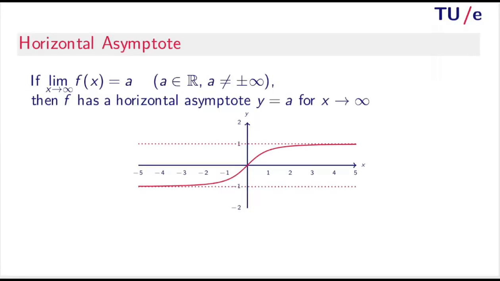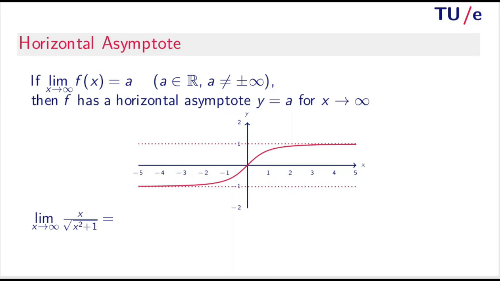Asymptotes. If a function f of x has a limit for x going to infinity of f of x being equal to a, then we say that f has a horizontal asymptote, namely the line given by the equation y is equal to a. This of course is for x going to infinity. Here you see an example of such a function that has a horizontal asymptote for y is equal to 1 if x is going to infinity.